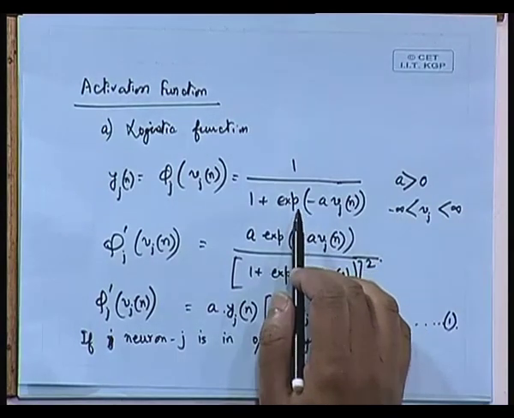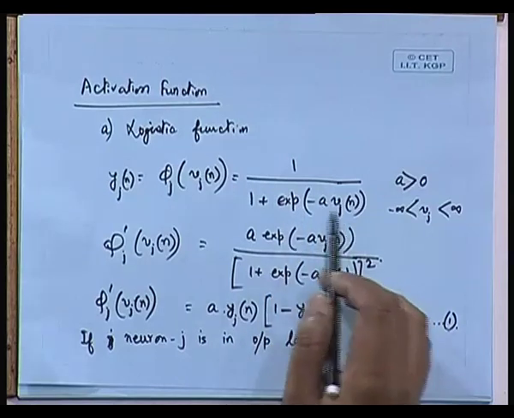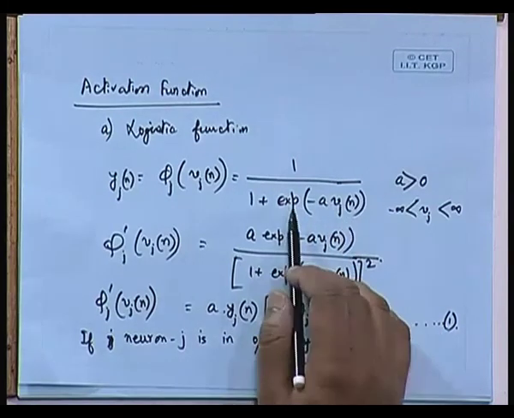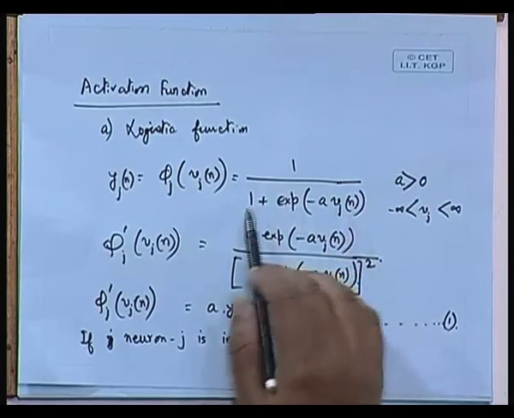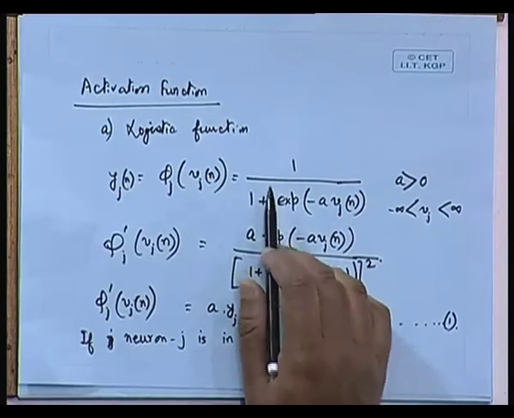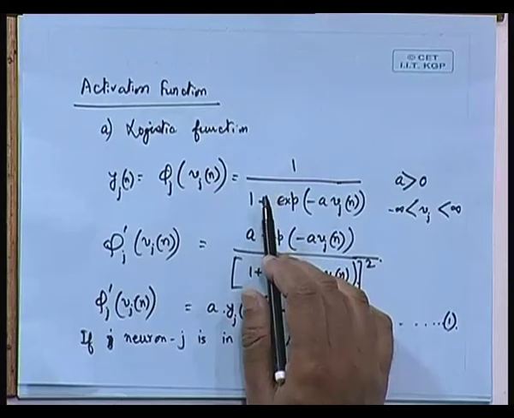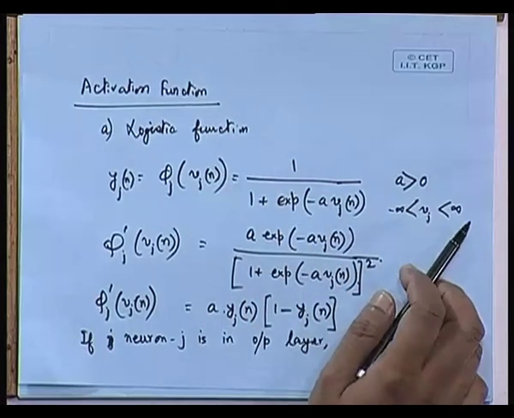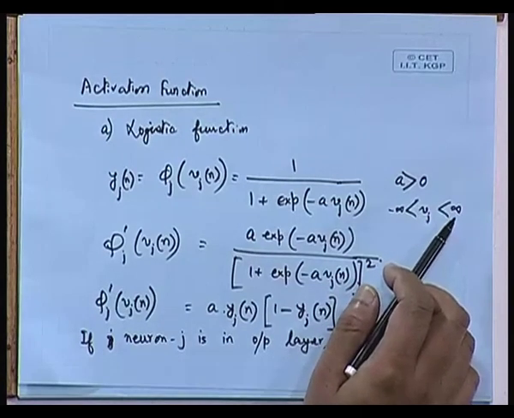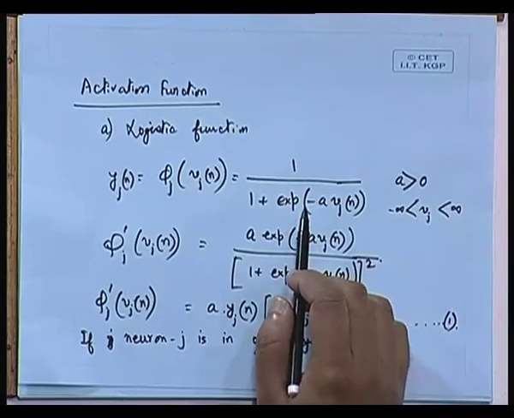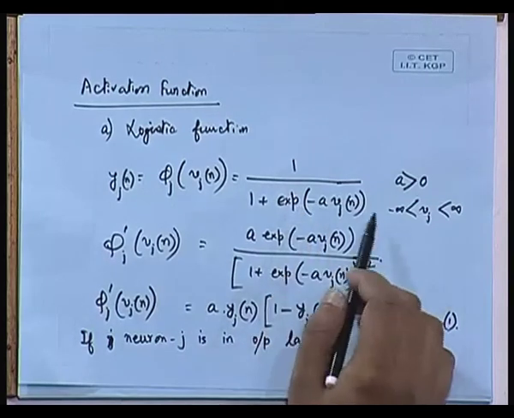Now, if I consider the case of Vjn tending to minus infinity, then it is exponential to the power infinite, which means the denominator term is becoming infinite. So yjn is equal to 0, whereas the other extreme is when Vj tends to infinity. In that case, it is exponential to the power minus infinity, which means this exponential term is 0. So it is 1 at the output.